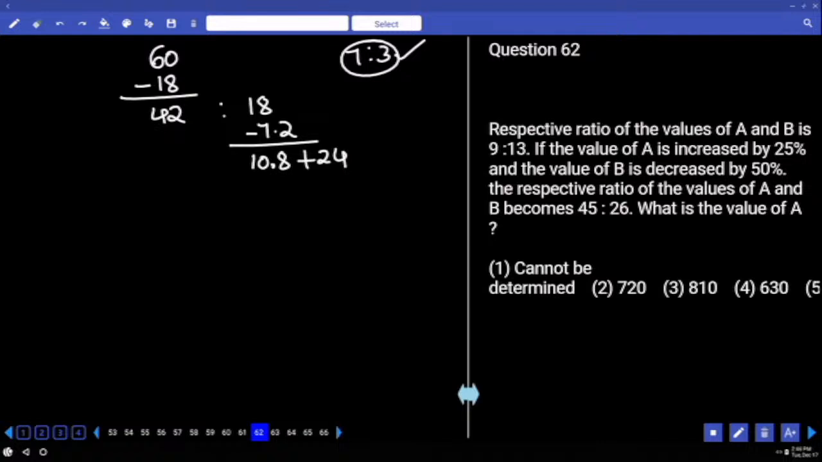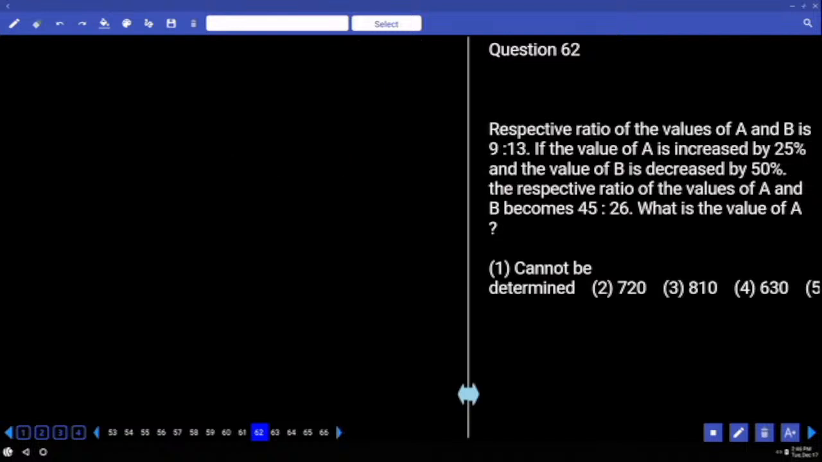The respective ratio of the values of A and B is 9:13. If the value of A is increased by 25% and the value of B decreased by 50%, the ratio between the values of A and B became 45:26. What is the value of A? In the entire question, do you have any value?